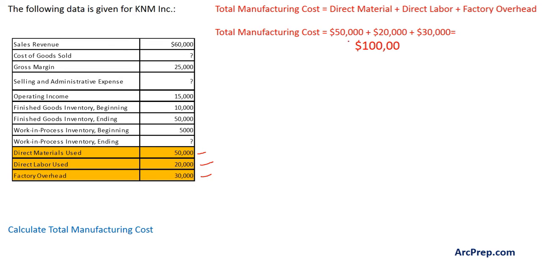Now, the other part is to calculate the total manufacturing cost. Total manufacturing cost, by definition, is the sum of direct materials used, direct labor used, and factory overhead. So it's literally that sum, $100,000. It's 50,000 plus 20,000 plus 30,000, nothing more.